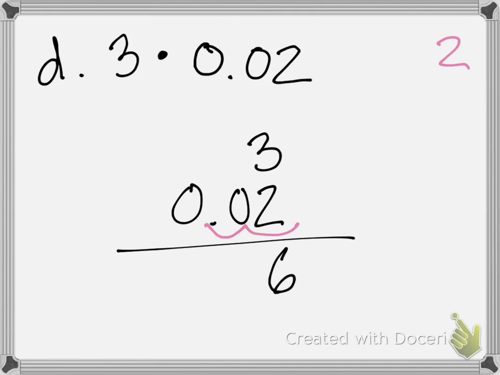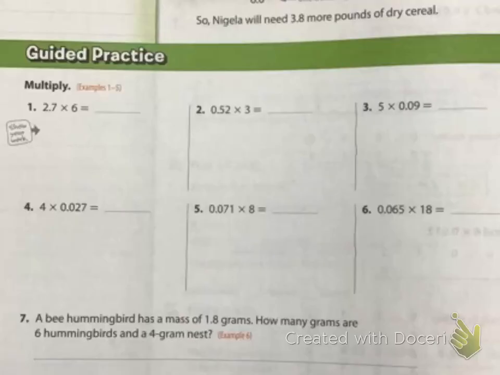So how many times do I put the decimal back? You put the decimal back 2 times. So what does that look like? Is that done? No, I put it back 1 more time. So I have to put a 0 here. And so my answer is 0.06.